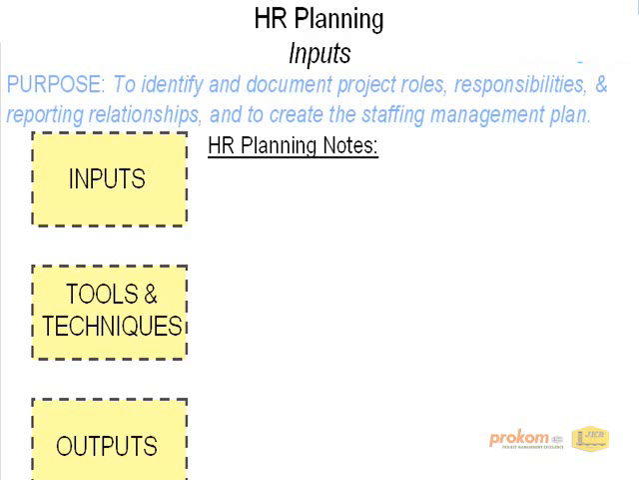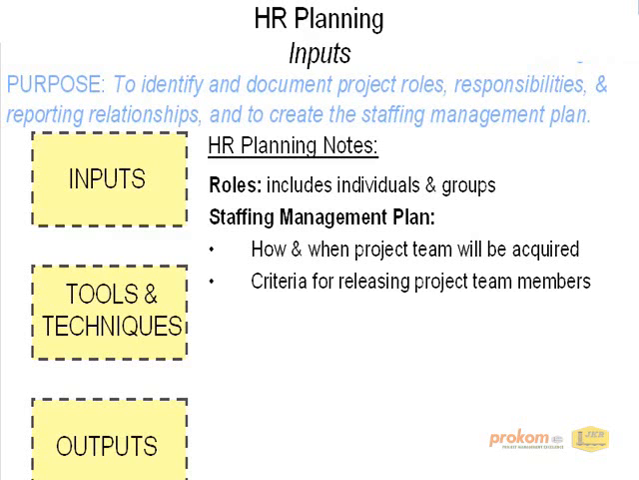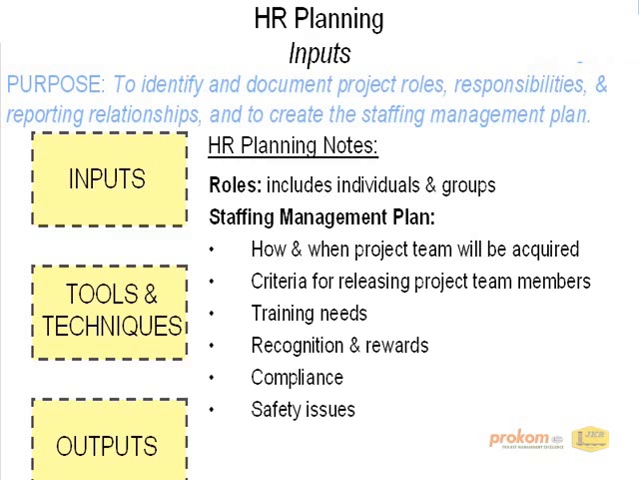Here's a few initial notes. The mentioned roles can include both individuals or groups. These individuals can be internal to the organization or external. And a few notes on the staffing management plan. It includes how and when project team members will be acquired, the criteria for releasing them from the project, training needs, recognition and rewards, compliance, safety issues, and the impact of the staffing management plan on the company. We'll review further details on the staffing management plan when we go through the outputs of the process.